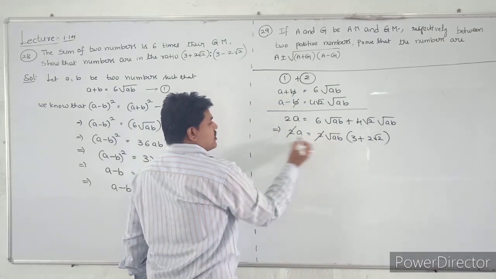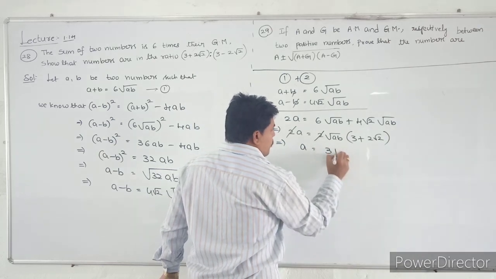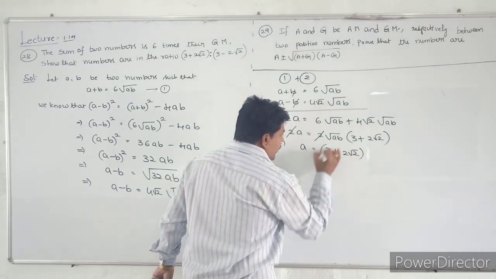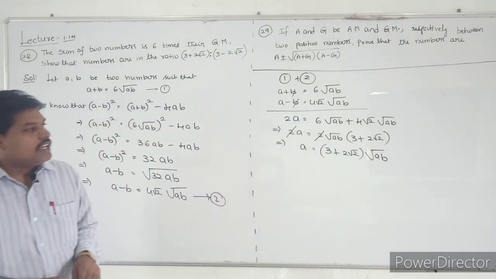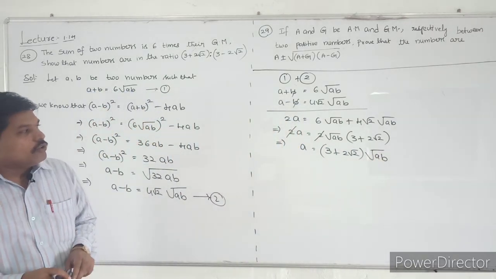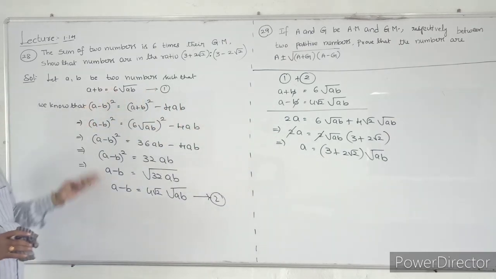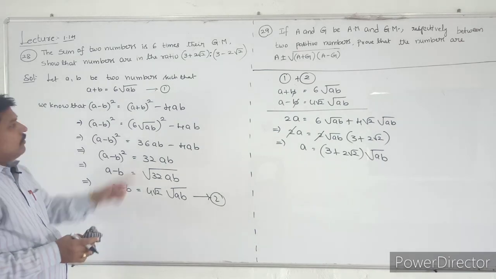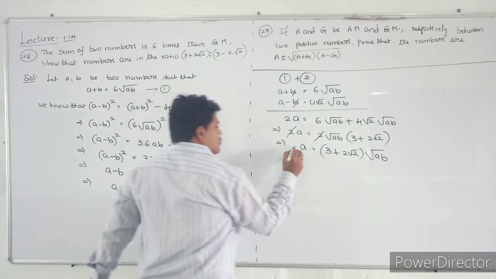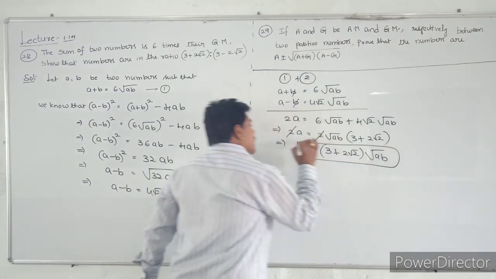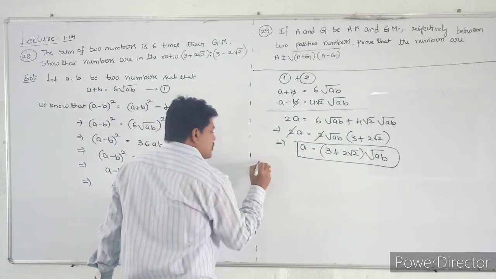Here, in both the cases, if you cancel the 2, you will get a is equal to 3 plus 2 root 2 into square root of ab. So this is the a value. After getting this a value, we will substitute it in equation 1 or equation 2 to get the b value. I will substitute in equation 1. The a value is a equal to 3 plus 2 root 2 into square root of ab.